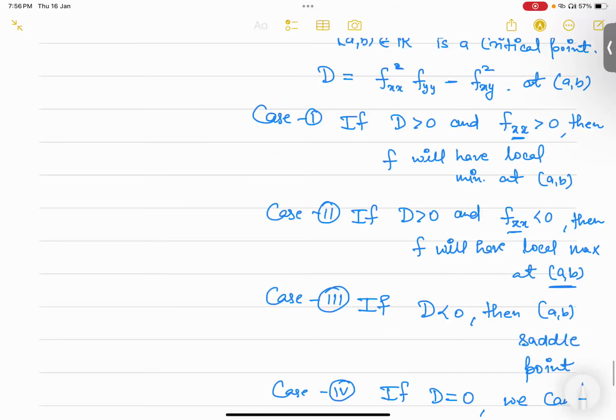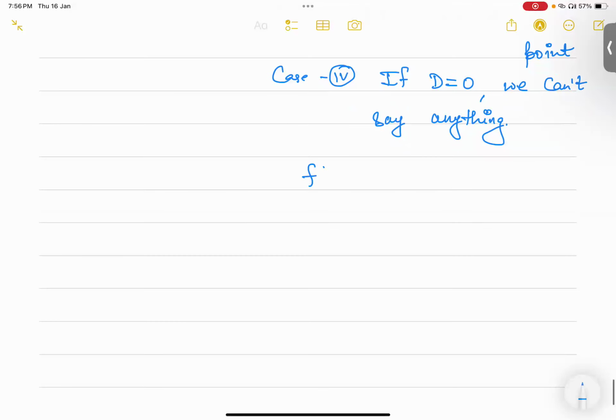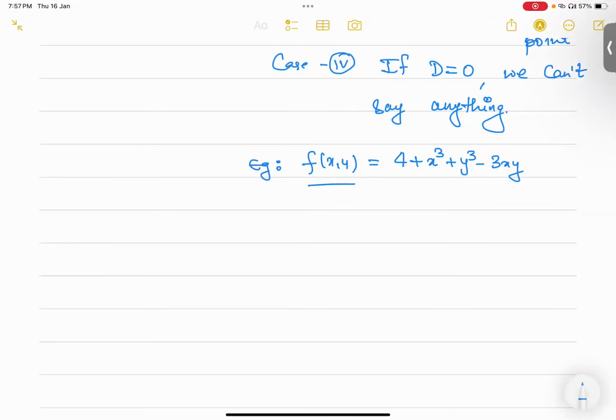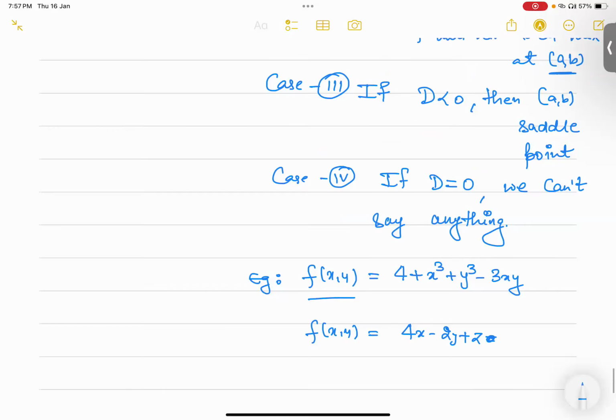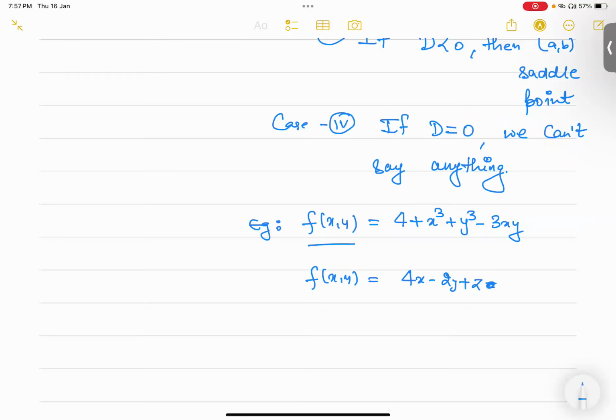So these are the properties you need to check for local maxima and minima. You can try this: suppose you have a function f(x, y) equals 4 plus x cube plus y cube minus 3xy. Now find the critical points of this function and try to check whether this function has local maxima and minima at those points or not. So we can quickly solve one question.